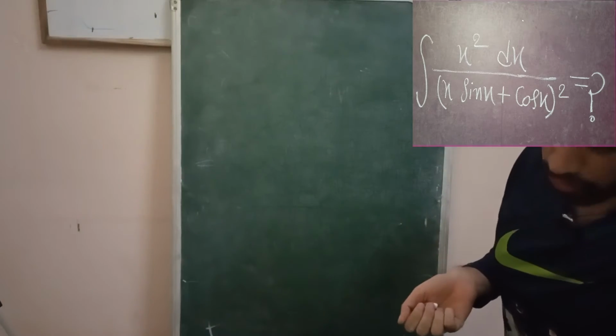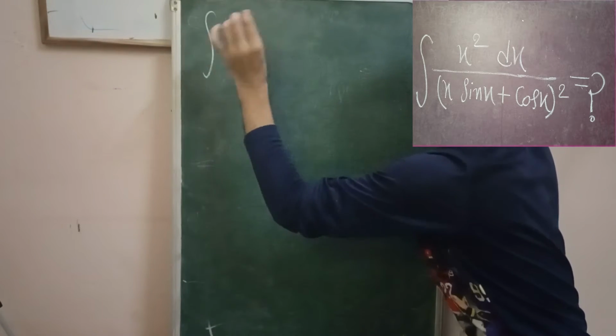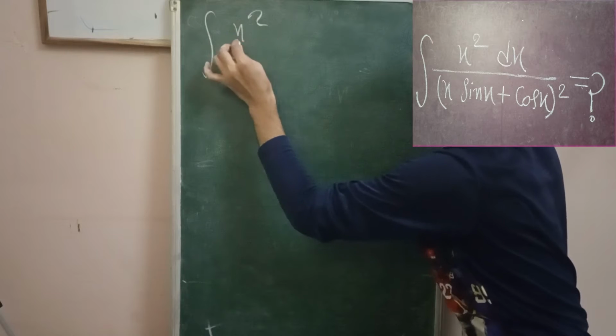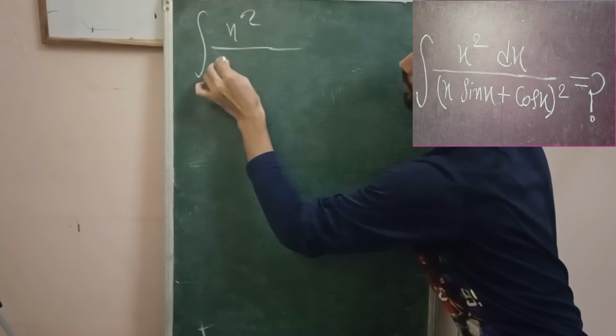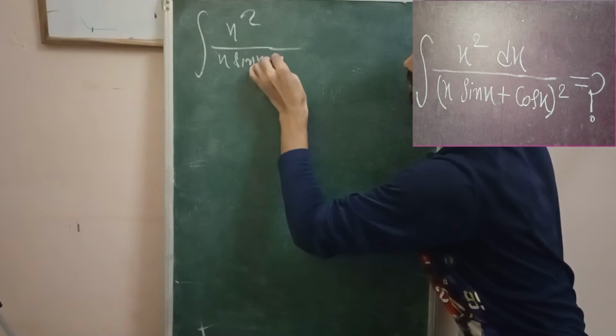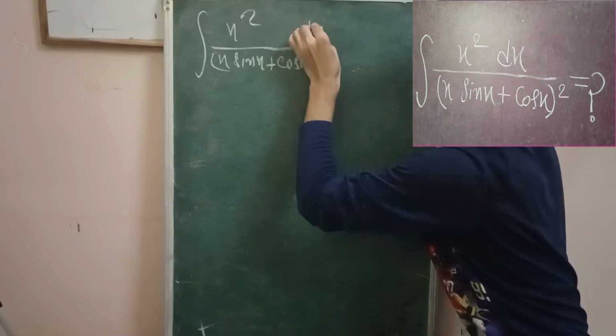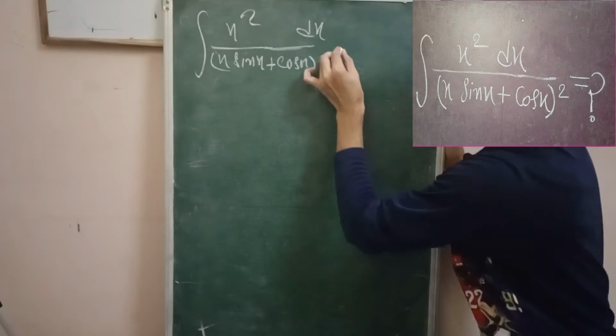Okay, so let us see here what that is. So that is integration of what? Integration of x square divided by (x sin x plus cos x) whole square. Okay, so this is what integration. Just pause the video and try to solve yourself.